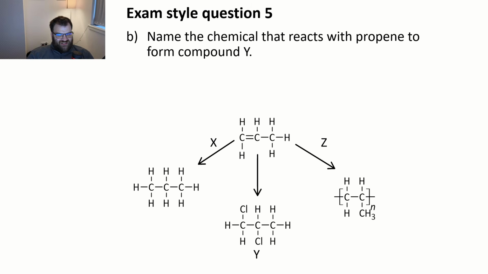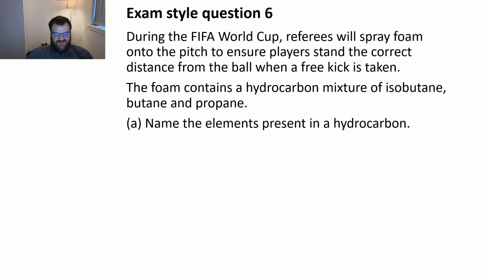We're asked which chemical reacts with propene to form chemical Y. If you look at what's happening, we're adding on 2 chlorines. That means we're going to be adding chlorine molecule to this chemical for that. In this question, they're talking about the spray that's used to mark out the position of free kicks in football, and they're asking us about the elements present in a hydrocarbon. That is hydrogen and carbon.